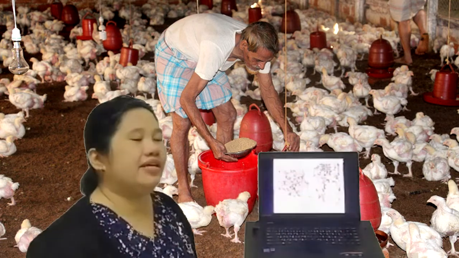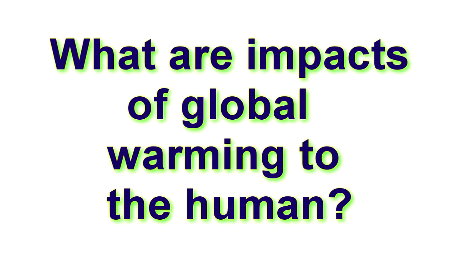Okay, Eden. Animal poultry? Yes, very good. And this is called livestock farming. If the animals digest their food, they produce methane, which has an effect on global warming.